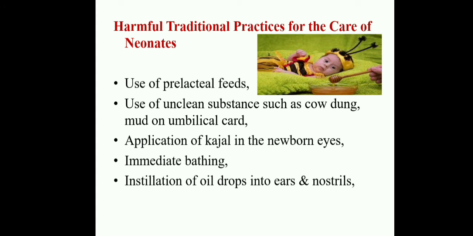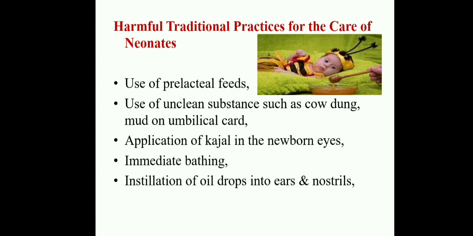The first one is the use of prelacteal feeds. In our India, mostly everybody uses prelacteal feeds, that is, before initiation of breastfeeding they keep something on the baby's tongue, honey or whatever it may be. That is prelacteal feeds.